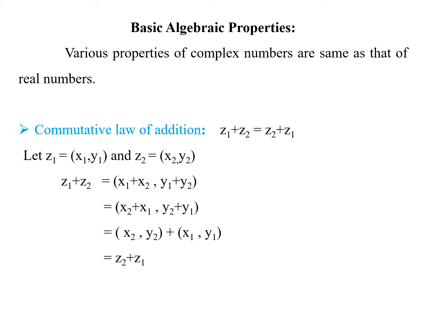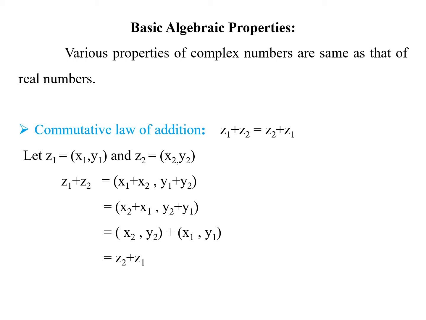Now we're going to prove it for complex numbers. Let z1 equal to x1 comma y1 and z2 equal to x2 comma y2. So z1 plus z2, we already know the sum of any two complex numbers is again a complex number. Therefore z1 plus z2 equal to x1 plus x2 comma y1 plus y2.